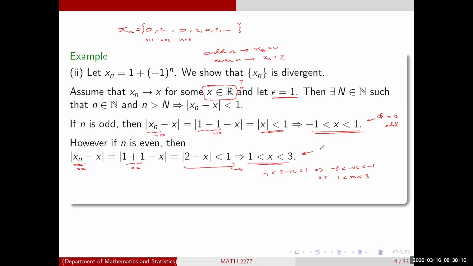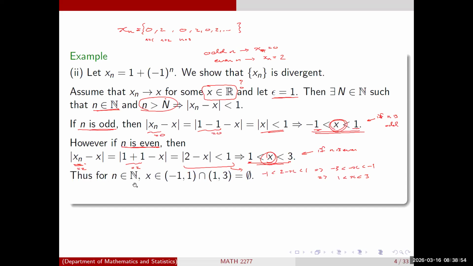So this is the case if n is even. Okay, but it should work for all n. So for natural numbers bigger than this big N, well, obviously those natural numbers contain odd and even natural numbers. But if n is odd, it's telling me that this mystery limit is between -1 and +1. If n is even, it's telling me this mystery limit better be between 1 and 3, right? So there is no value in these two ranges, right? There's no value in these two ranges.